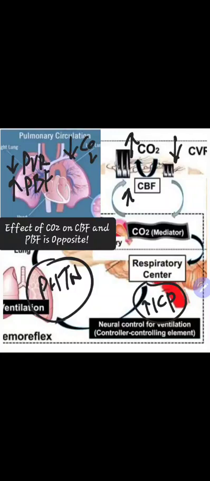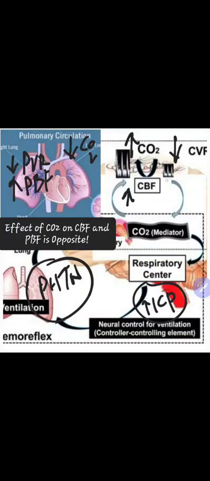So what does it mean? It decreases the pulmonary vascular resistance and it increases the pulmonary blood flow, and that is one of the mainstays of treatment in a patient who has pulmonary hypertension, especially in pediatric cardiac ICU. And the reverse is true on the cerebral vasculature.